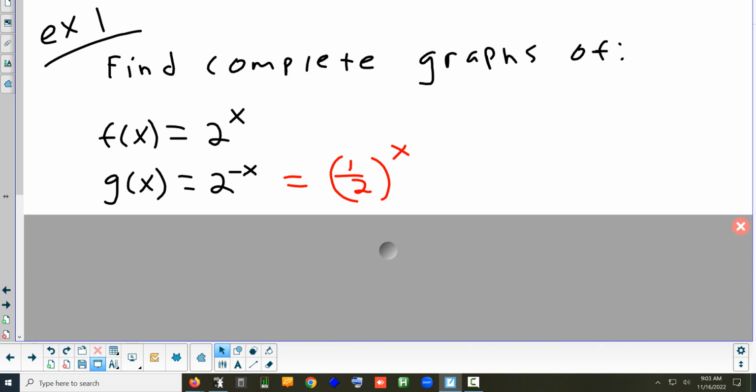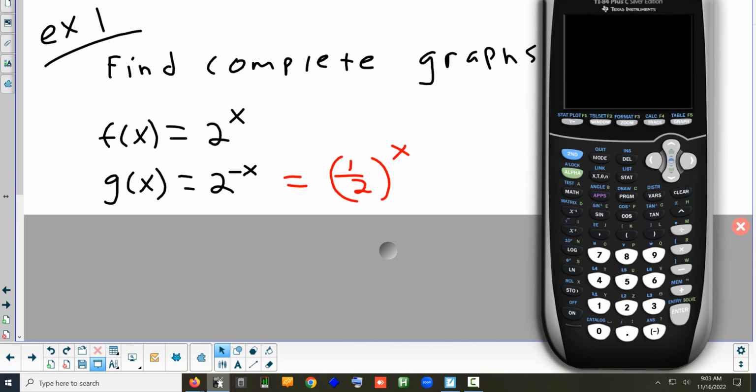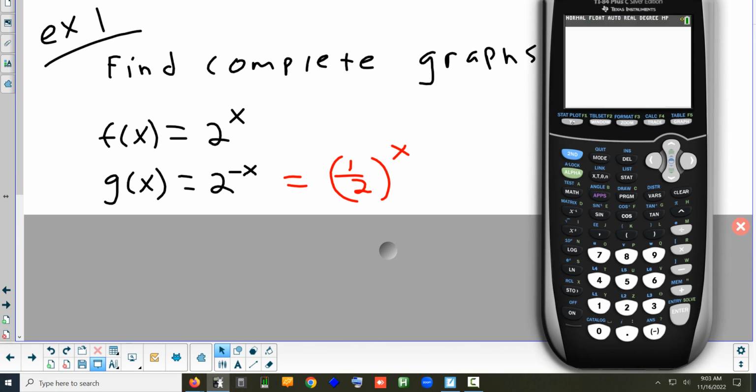Okay, let's graph both of those. I already kind of gave you a hint at what it's going to look like. So 2 to the x curves up as you go to the right. Just so I don't need parentheses, I'm just going to do 0.5 to the x. It's the same as 1/2. Hit graph. So there's 2 to the x. And you'll see 0.5 to the x coming in from the other side, curving down.